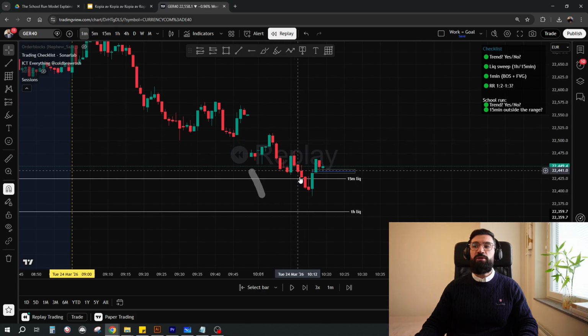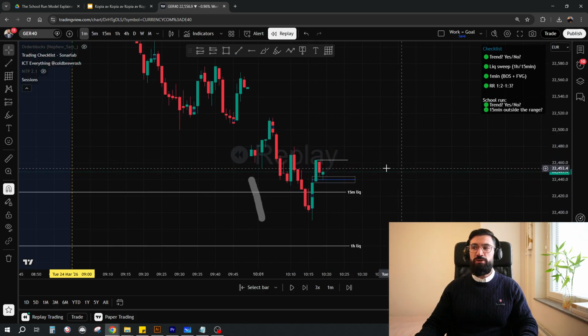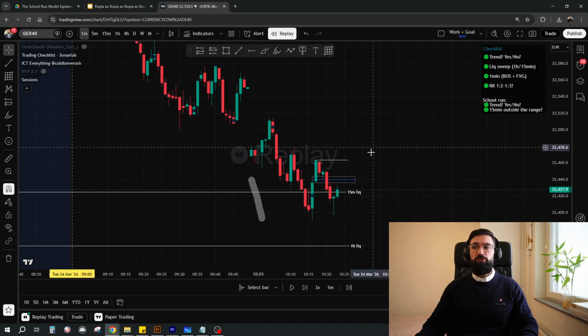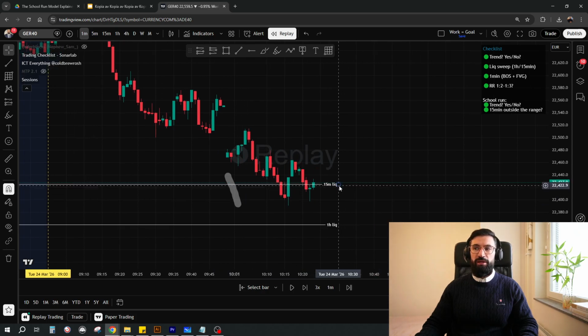Why? Because there is no break of structure. Do you see it? There's no high. And this is the break of structure that I'm waiting for to happen. So I waited for it to happen. It didn't. So this isn't a valid trade. What is valid? The liquidity sweep is valid. So I'm waiting for another reaction to happen.